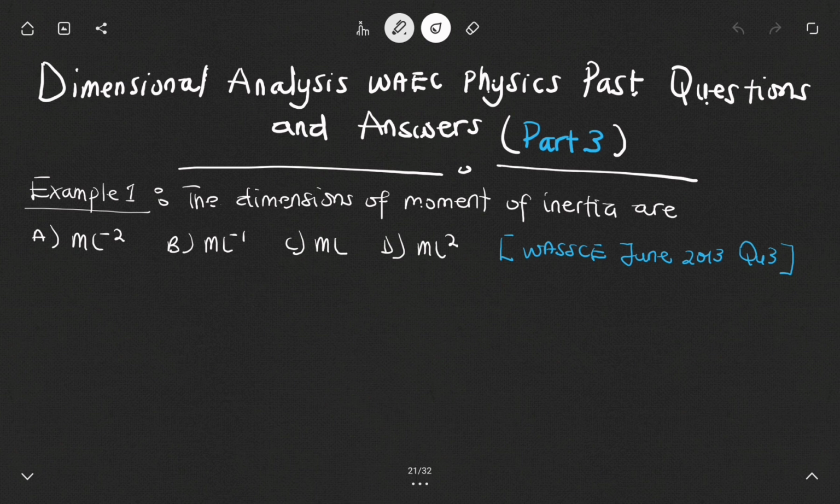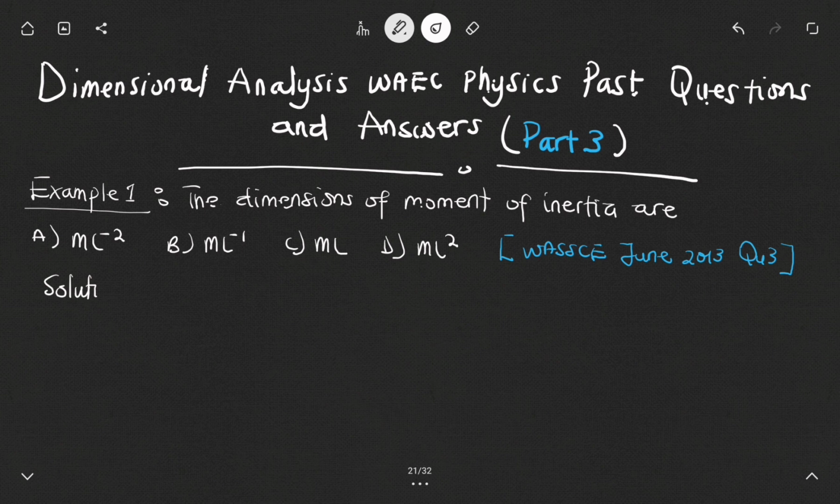So we have question number 1. The dimensions of moment of inertia are, and these are the options that we have: A, ML^-2, B, ML^-1, C, ML, and D, ML raised to the power 2. And this is the WASSCE June 2013 question number 3. Alright, so let's have a look at the solution to this problem.